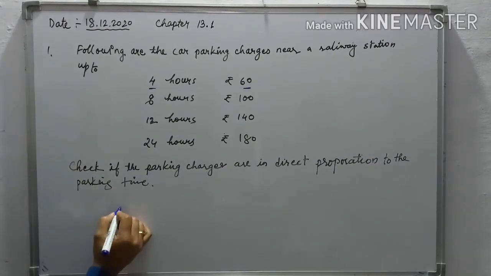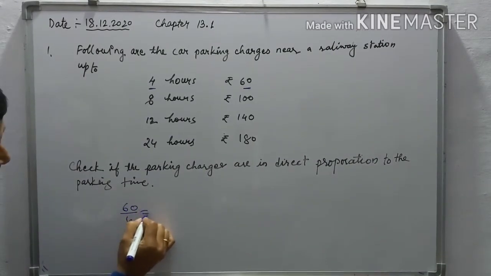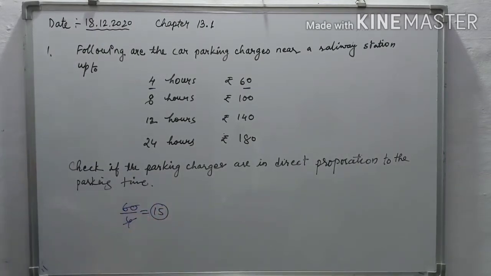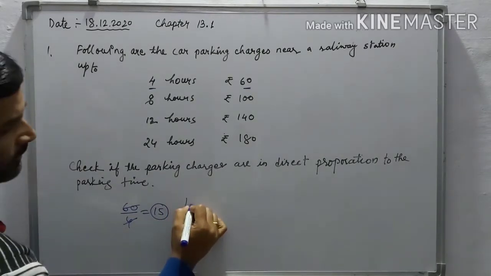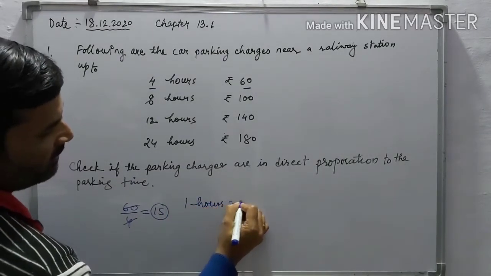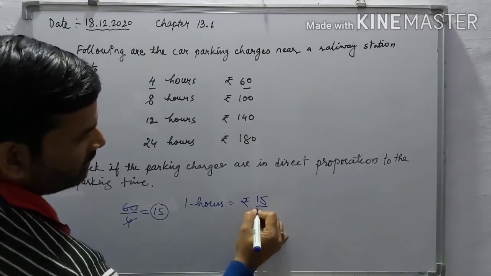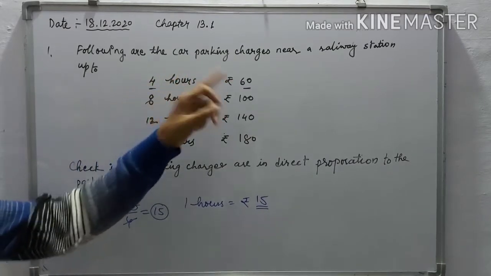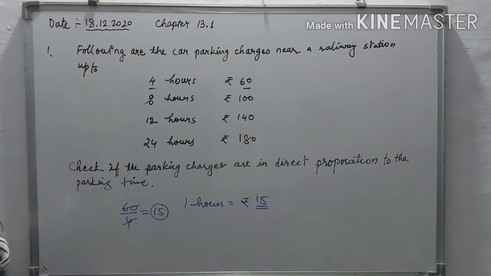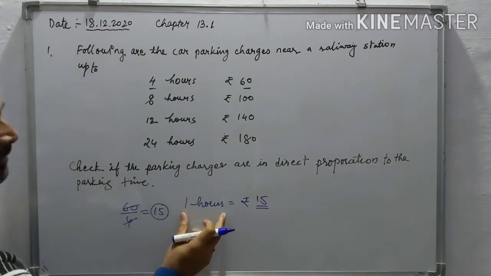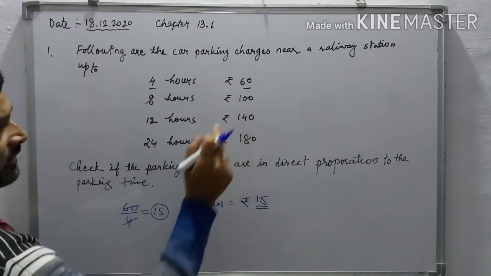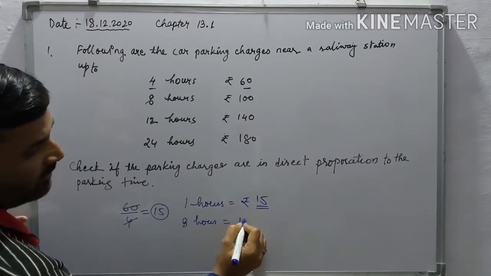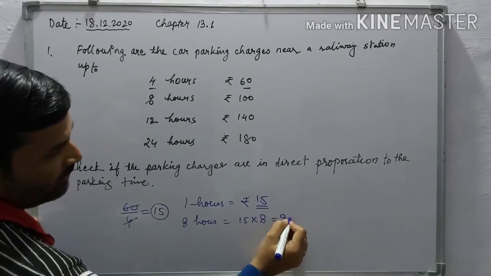So 60 upon 4 is equal to 15. It means the charge for 1 hour is 15 rupees. Now for 8 hours, the charge is 15 into 8, which is equal to 120 rupees.